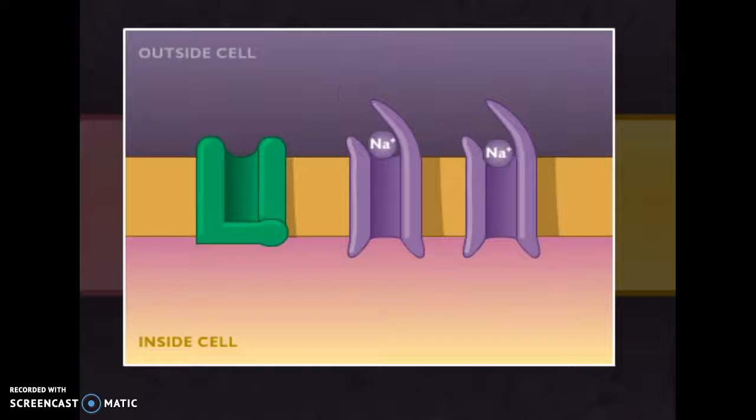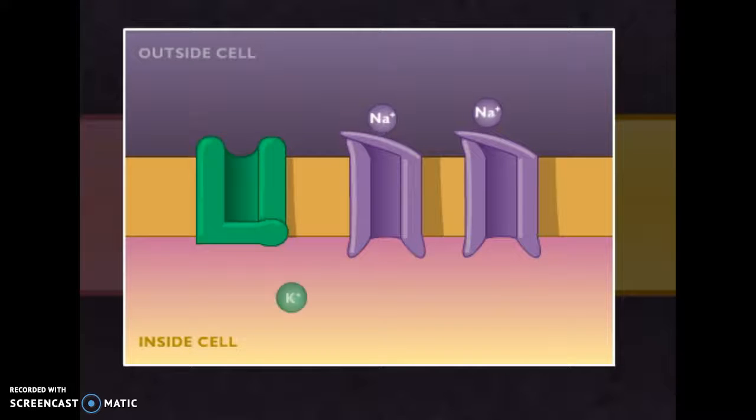To restore membrane potential, the voltage-gated sodium channels close while the voltage-gated potassium channels open. When the voltage-gated potassium channels open, the potassium ions flow out of the cell. This allows for repolarization, which is when the inside of the cell is more negative than the outside of the cell.